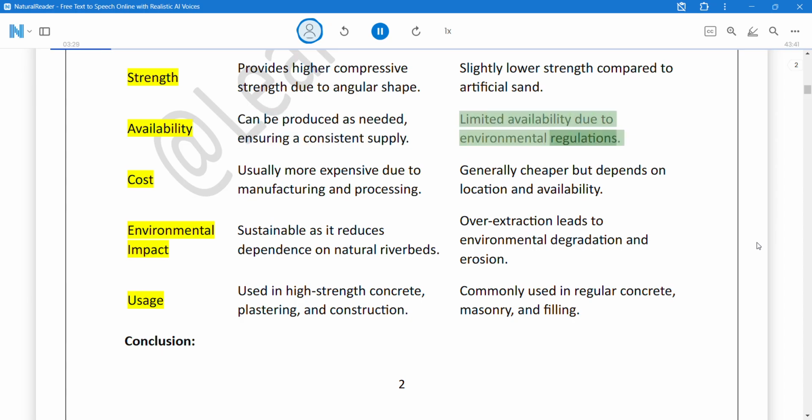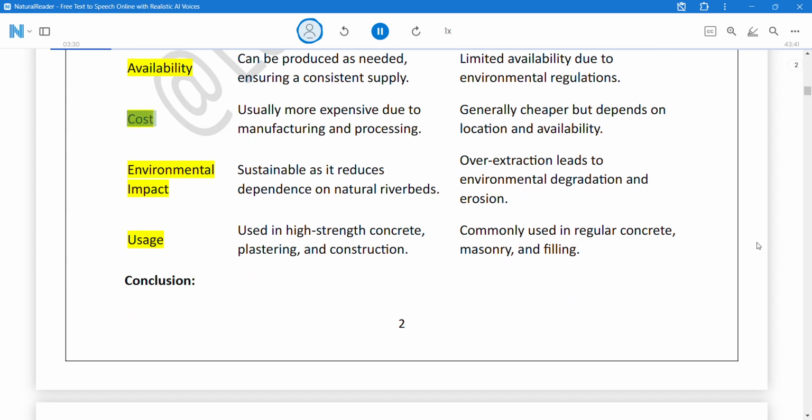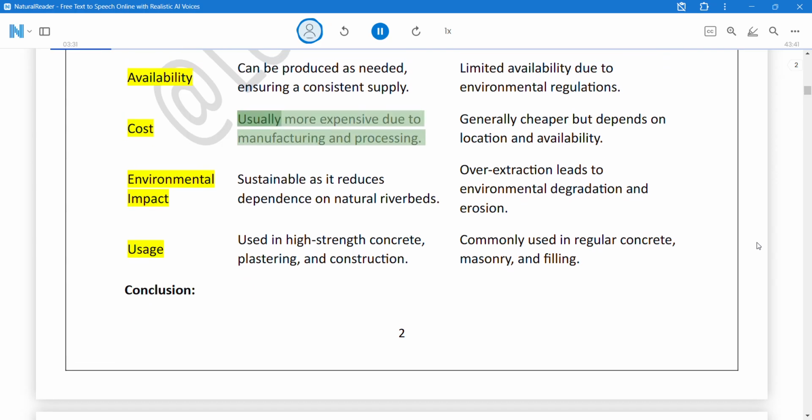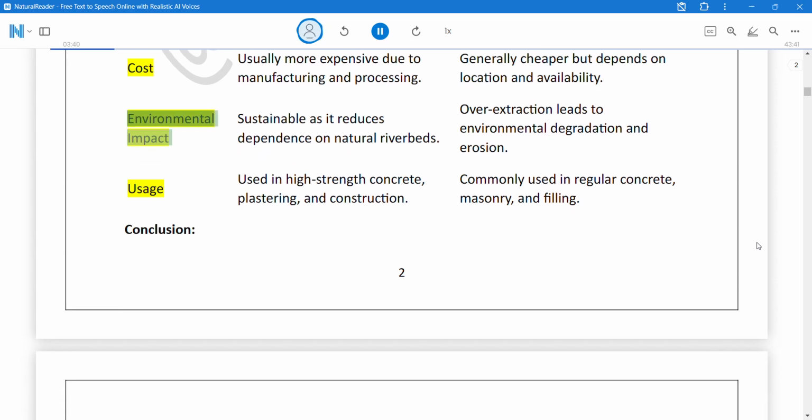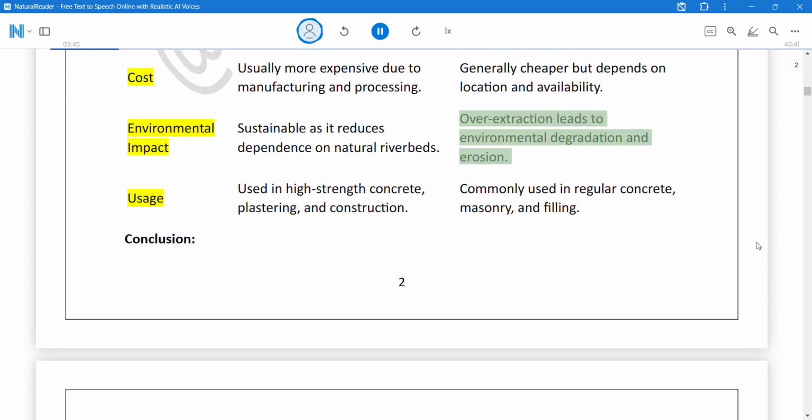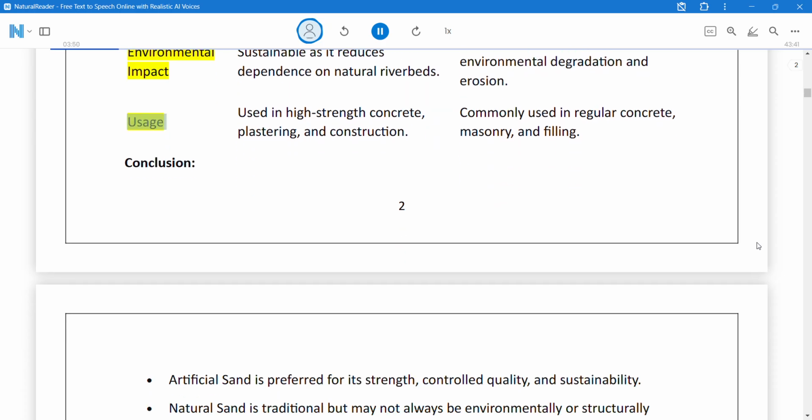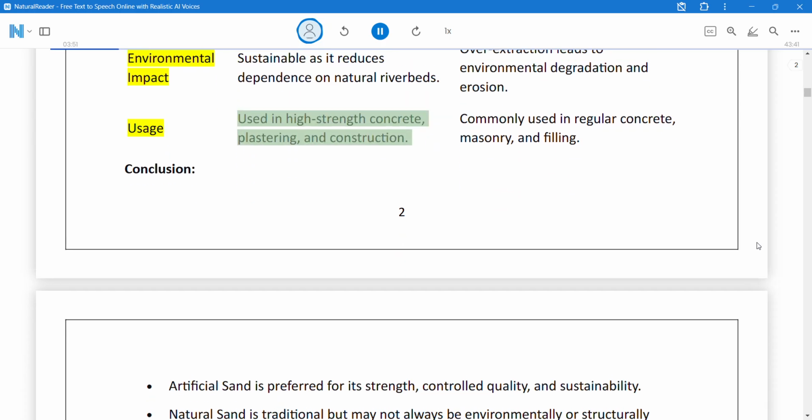Cost: artificial sand is usually more expensive due to manufacturing and processing. Natural sand is generally cheaper but depends on location and availability. Environmental impact: artificial sand is sustainable as it reduces dependence on natural riverbeds. For natural sand, over-extraction leads to environmental degradation and erosion. Usage: artificial sand is used in high-strength concrete, plastering, and construction. Natural sand is commonly used in regular concrete, masonry, and filling.